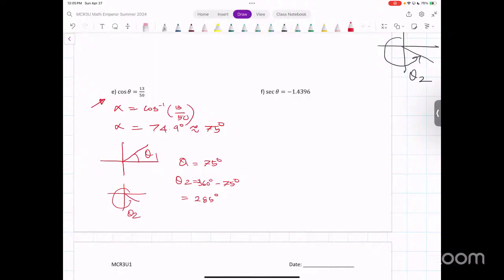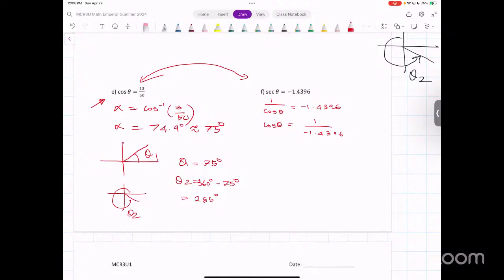So this one is very similar to this one. There's no way from your table you can read the exact value, isn't it? But unfortunately, this is 1 over cos theta, which is negative 1.4396. So what is cos theta equal to? We simply flip it. That's the first step.